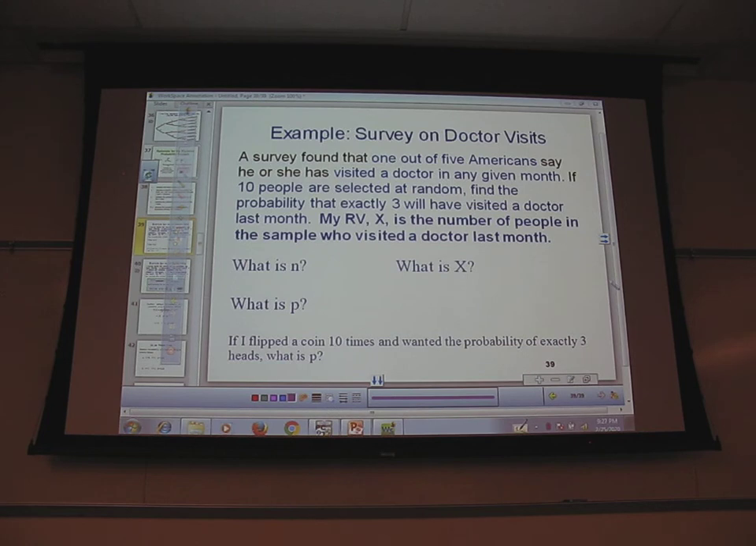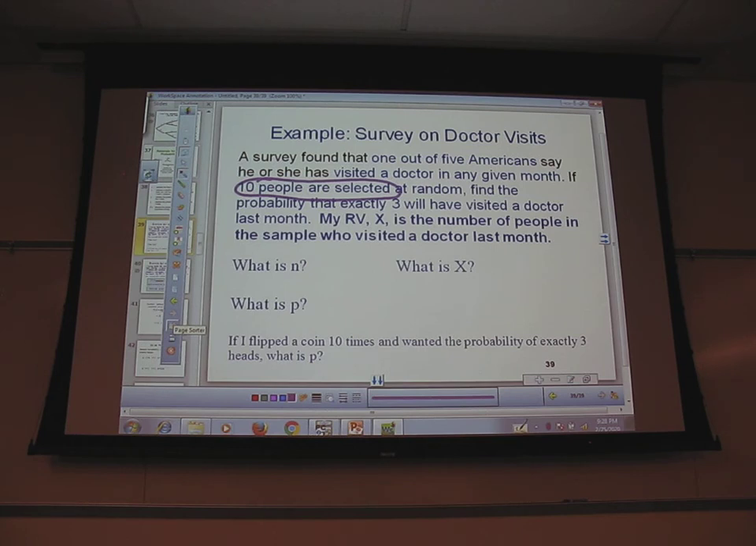Okay, what do you guys think? What's my N? Or first of all, what am I doing over and over again? Picking a person and asking them if they went to the doctor or not. Okay, so how many times am I doing that? How many times am I picking a person? 10. 10 people are selected.